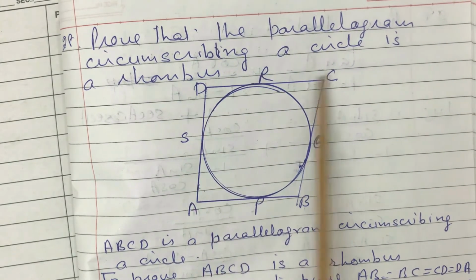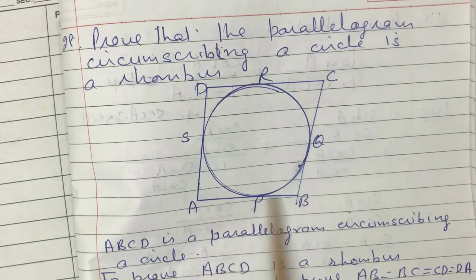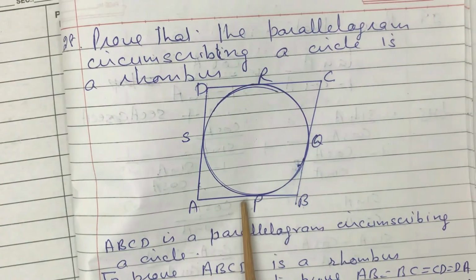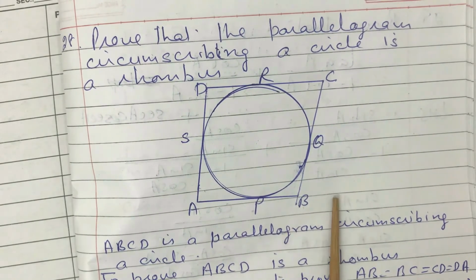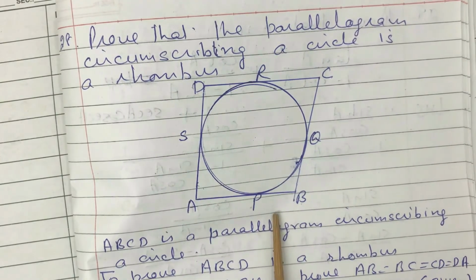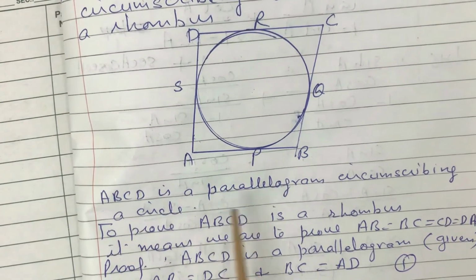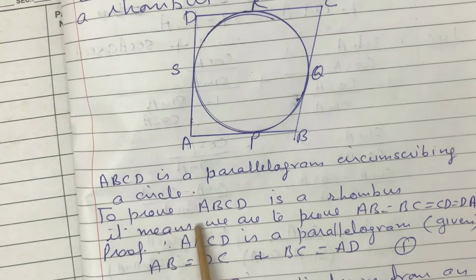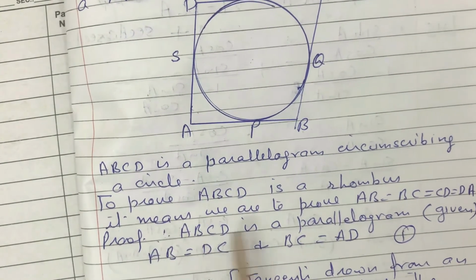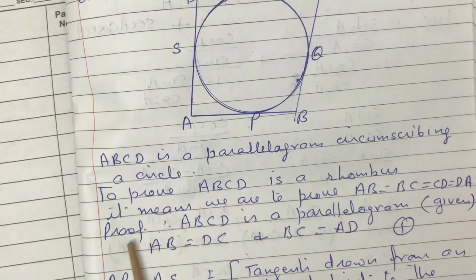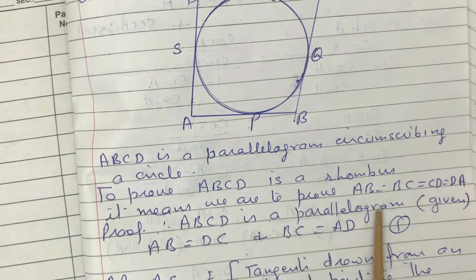And how will we prove that it is a rhombus? We have to prove AB is equal to BC is equal to CD is equal to DA. Then this parallelogram is a rhombus. If we prove all the sides are equal, then it is a rhombus. Now ABCD is a parallelogram circumscribing a circle. This is given to us. To prove ABCD is a rhombus, it means we have to prove AB is equal to BC is equal to CD is equal to DA. Now proof: ABCD is a parallelogram.